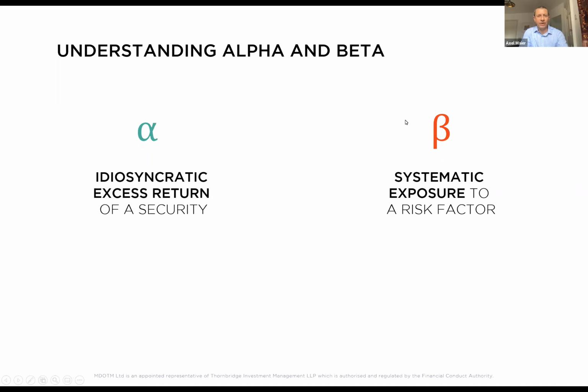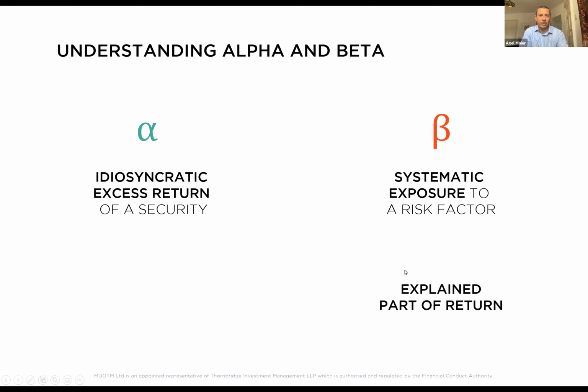But you don't want to pay for anything where it's a hidden beta. We see that beta is systematic exposure to a risk factor that will happen anyway and doesn't take a lot of skill to do. Whereas the idiosyncratic excess return of a security, and finding that on a regular basis, this is the skill of a portfolio manager or of a good AI model in our case.